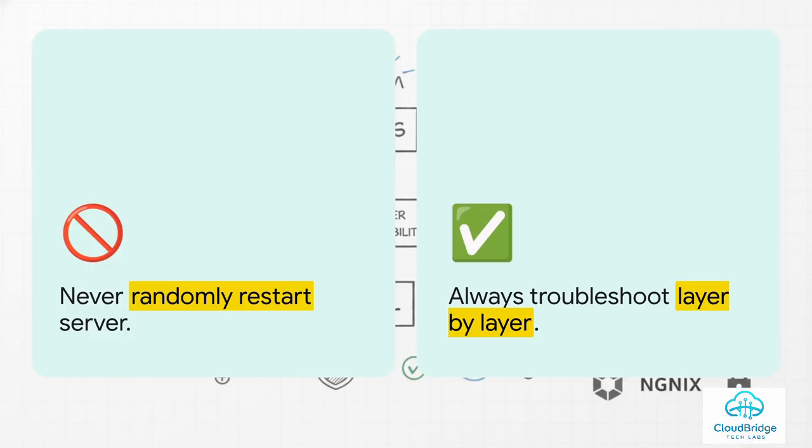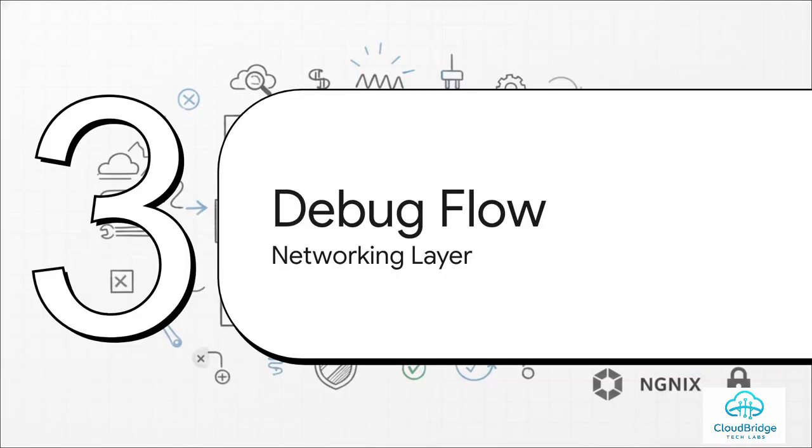You troubleshoot layer by layer. True engineering needs layered systematic logic. We don't guess, we verify. Section 3, the 8-layer troubleshooting flow, looking at the networking debug diagram.